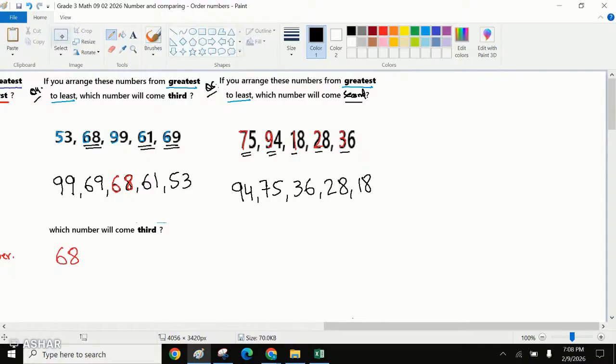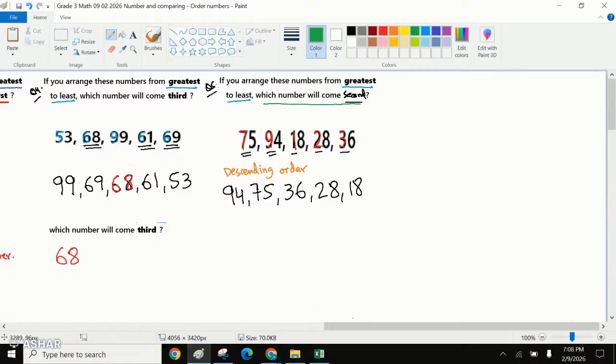So these numbers have been arranged in descending order, right? And they're asking us which number will come on the second position. So which number should come on the second position?